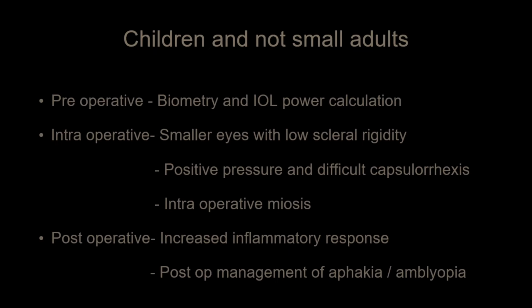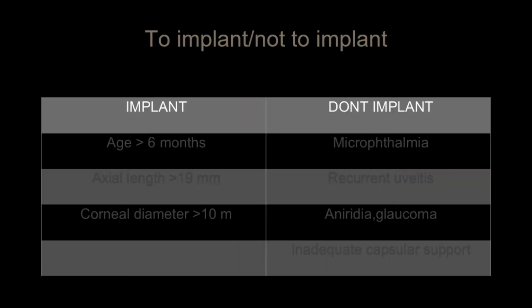There are different difficulties that we have in managing a child with pediatric cataract. Preoperatively, we have a difficulty with biometry and intraocular lens power calculation. Intraoperatively, they have smaller eyes, shallower anterior chambers, lower scleral rigidity. They also have higher positive pressure, difficult capsulorrhexis, and intraoperative miosis also poses a great difficulty. Postoperatively, they tend to have an increased inflammatory response as compared to adults. There is long term growth of the eye, and there's a myopic shift. And then we have to deal with management of aphakia and amblyopia.